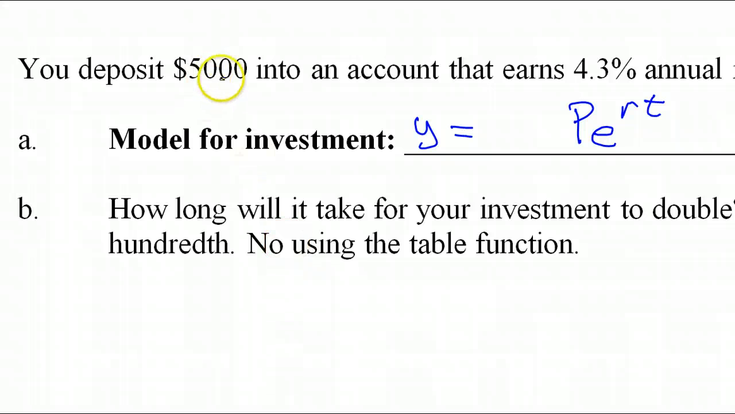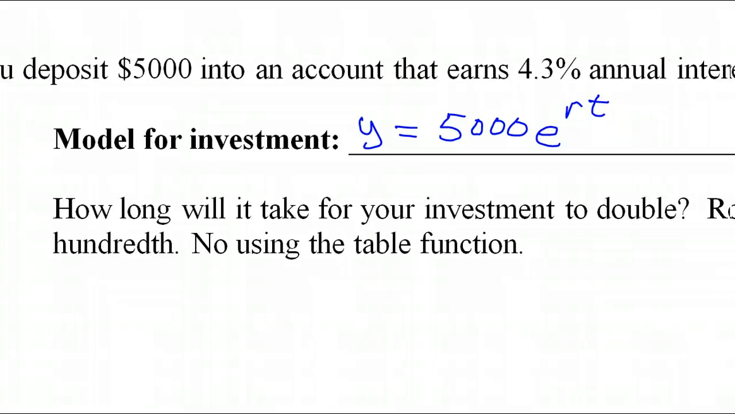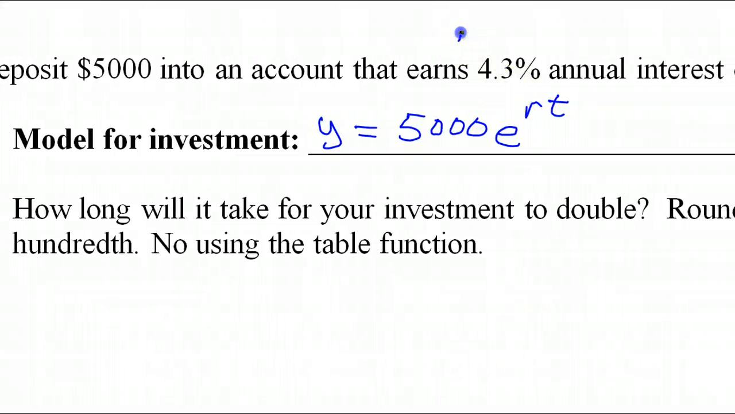So you deposit. Boom. So that's the initial amount. That's our principal. That's what P stands for. The original amount in finance is called the principal. So $5,000. The rate, we know that as well. So this would be 0.043. Again, you got to move it twice. Put a 0 in there. So we know that.